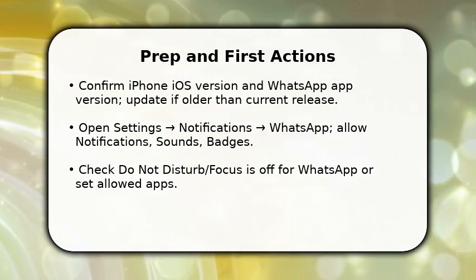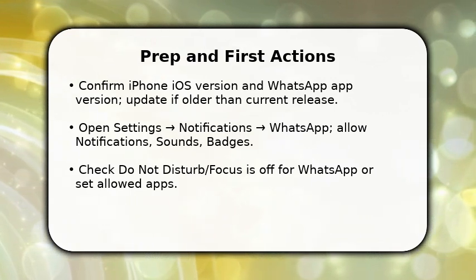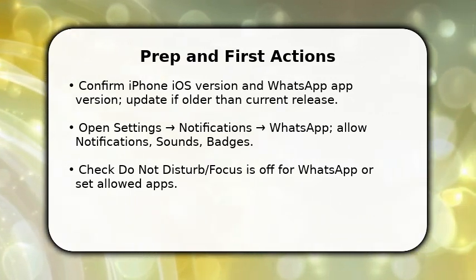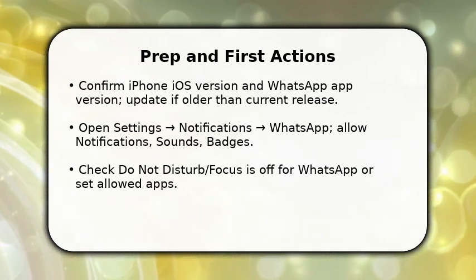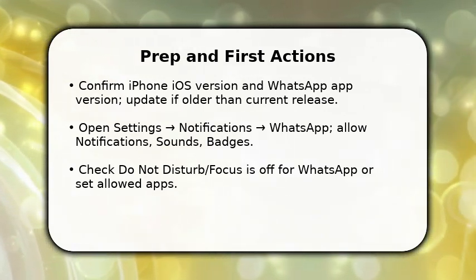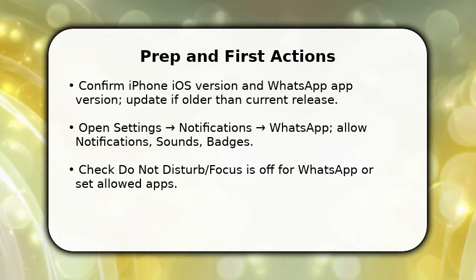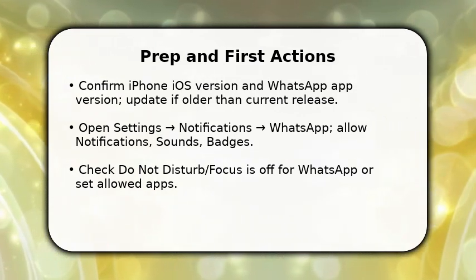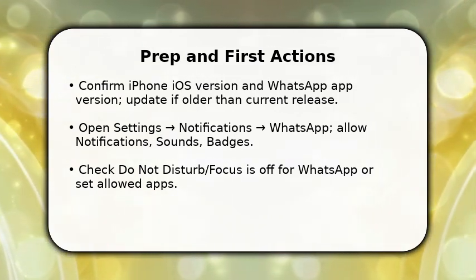Next, check Focus or Do Not Disturb. If it's on, notifications are suppressed. Make sure WhatsApp is allowed during that focus or turn it off entirely. Also grant background app refresh so messages can trigger local alerts. These steps ensure the phone is ready to receive.